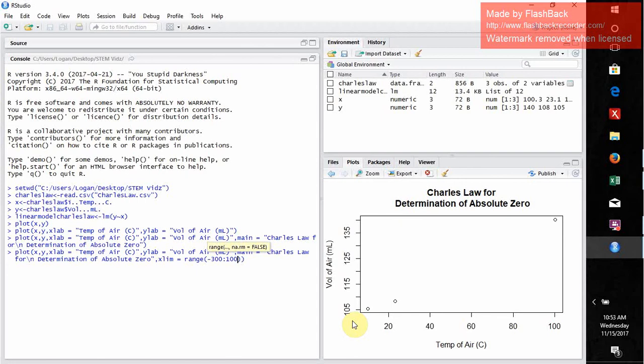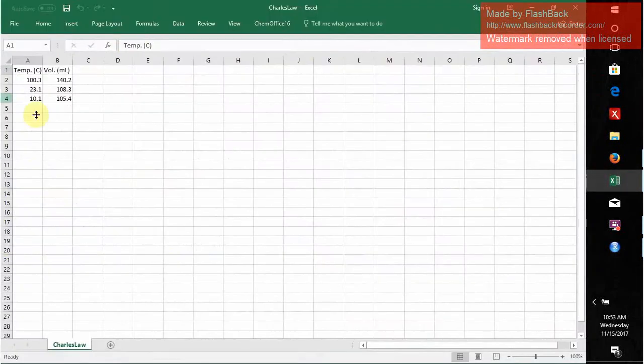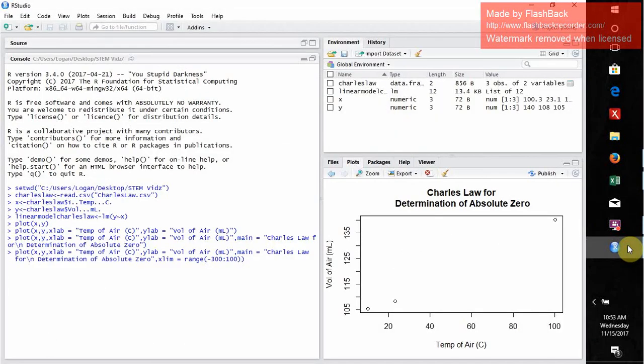So provided that the data that we have here is accurate, we should get pretty close to negative 273. So I wanted to go just a little bit beyond that. Let's go ahead and stretch the y-axis with ylim, and we're going to go range, and let's go negative 10 up to, let's keep it up at 140. Let's see how that looks. Okay, that looks pretty good.